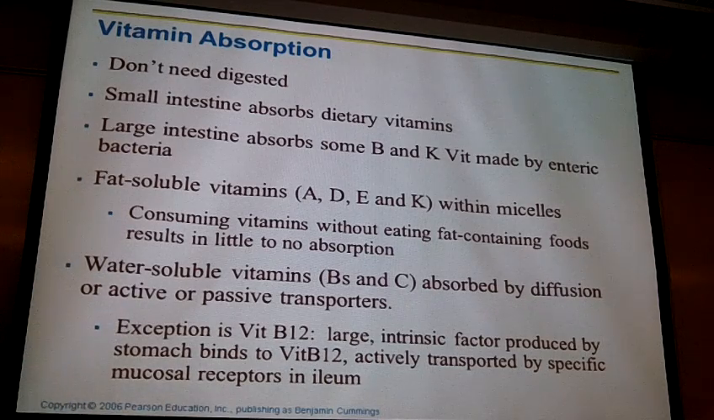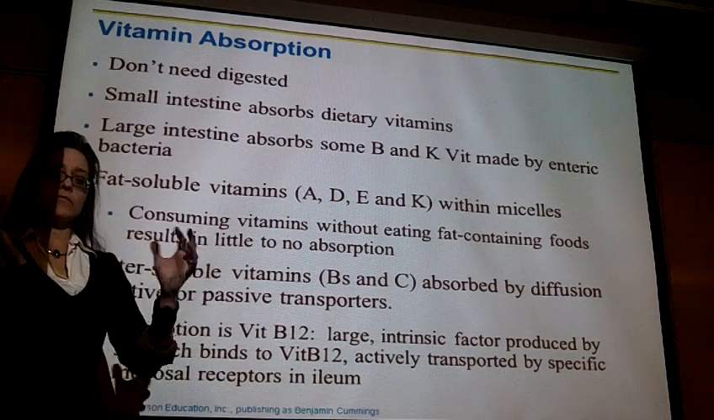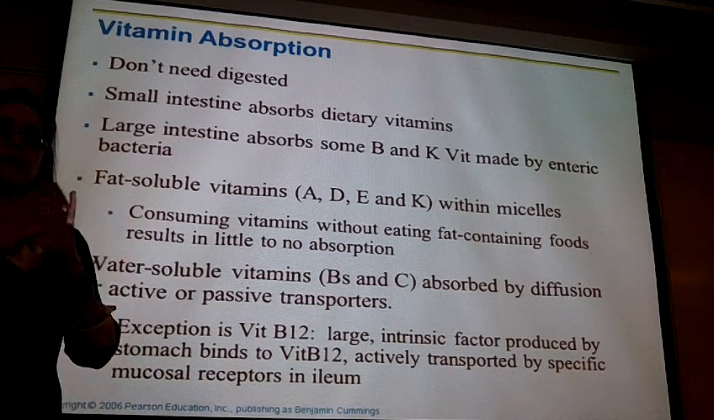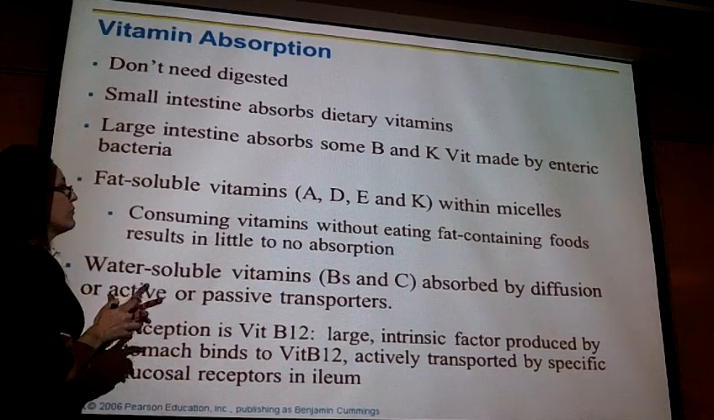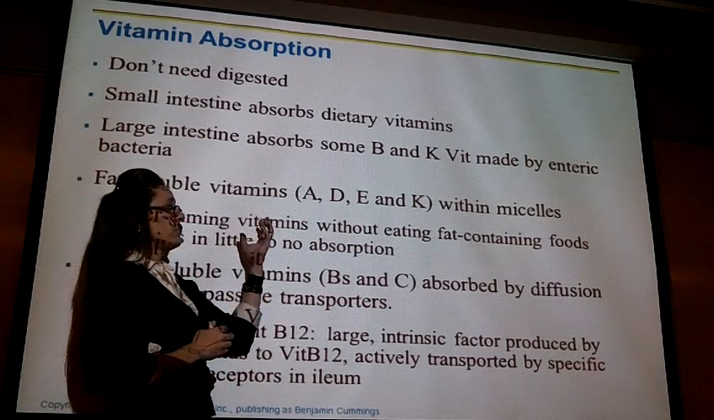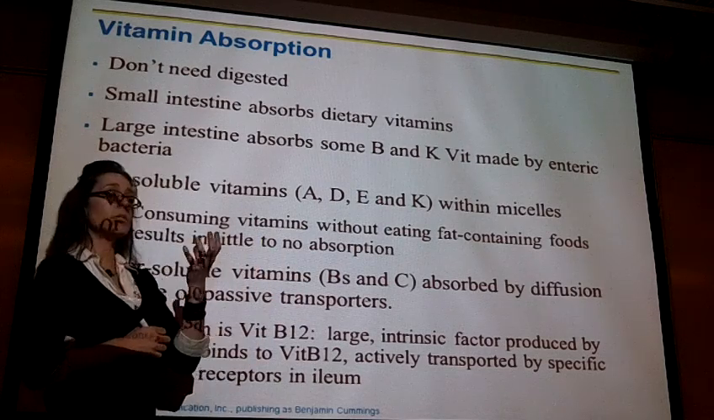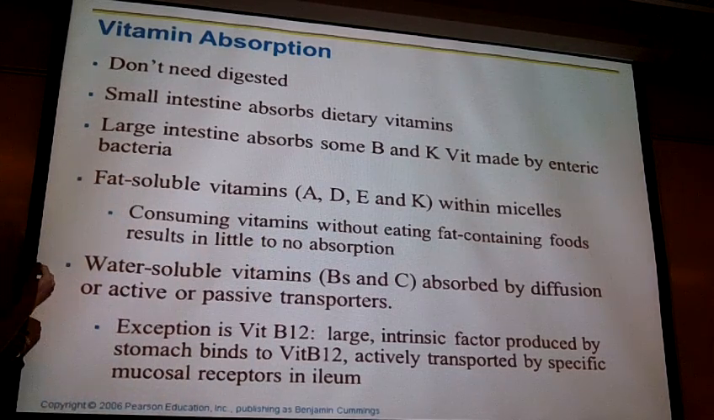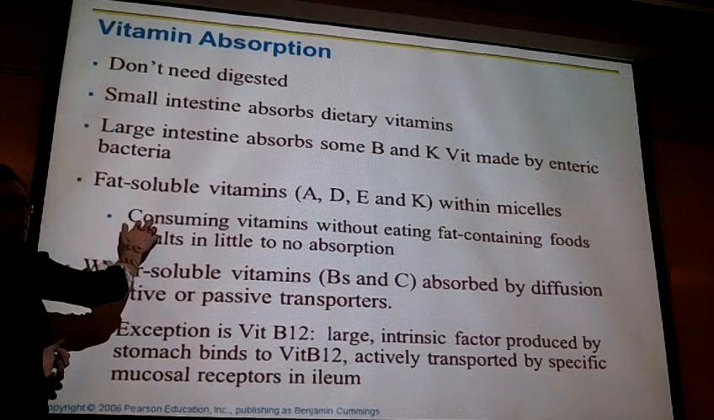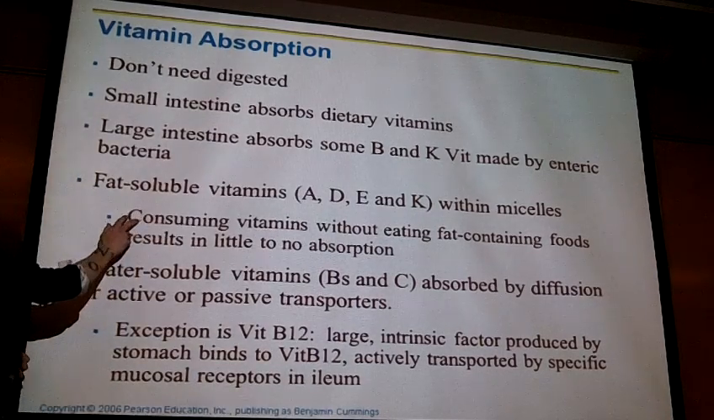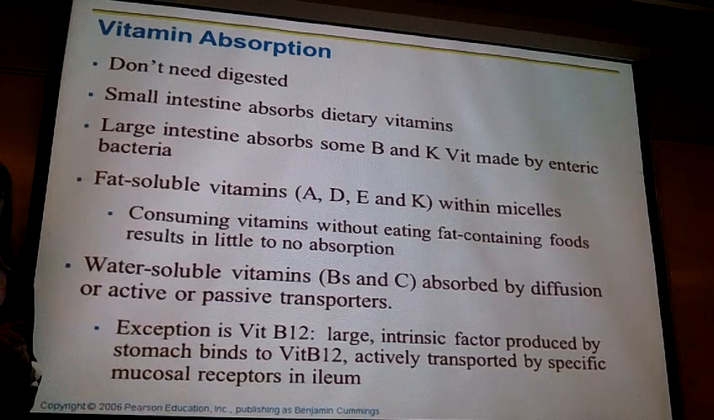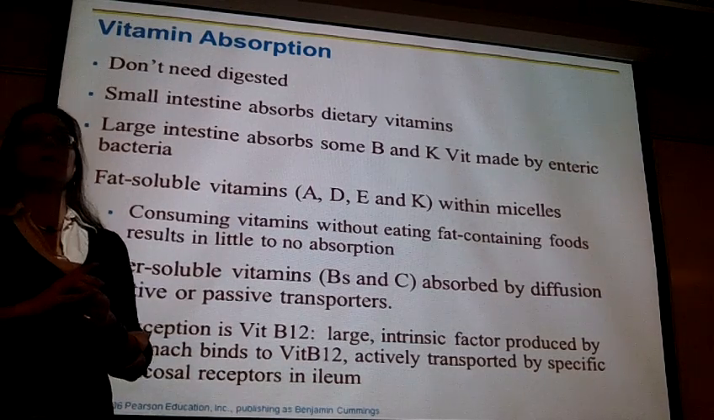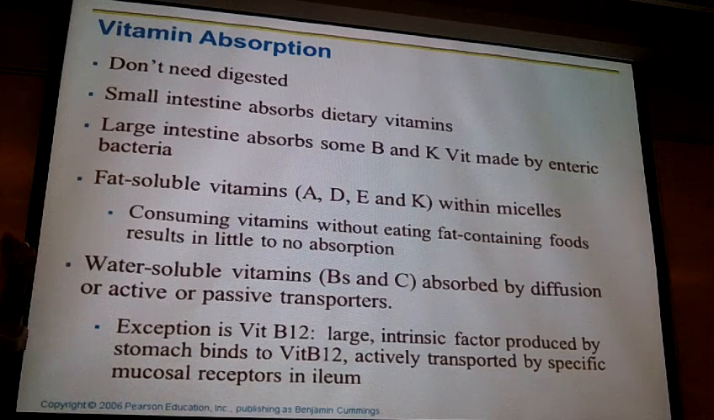And if you are consuming vitamins as a supplement outside of just eating a balanced, varied diet, you have to be careful. You should always take food with your supplement, and you should always make sure that that food has a little bit of fat in it so that you can absorb these guys. Otherwise, your urine's going to start to become more costly, okay? Because most of it's just going to end up in the urine.